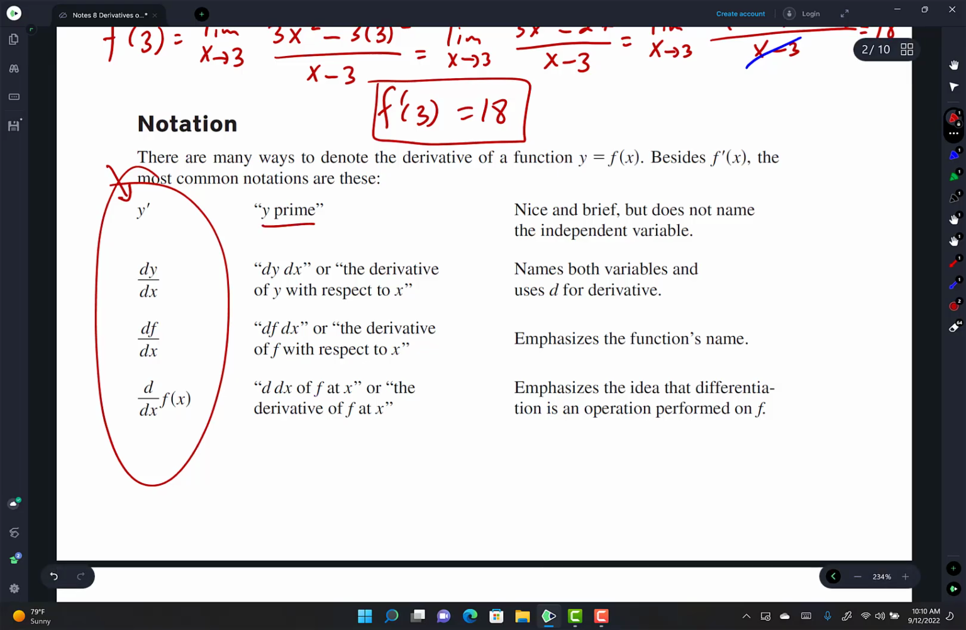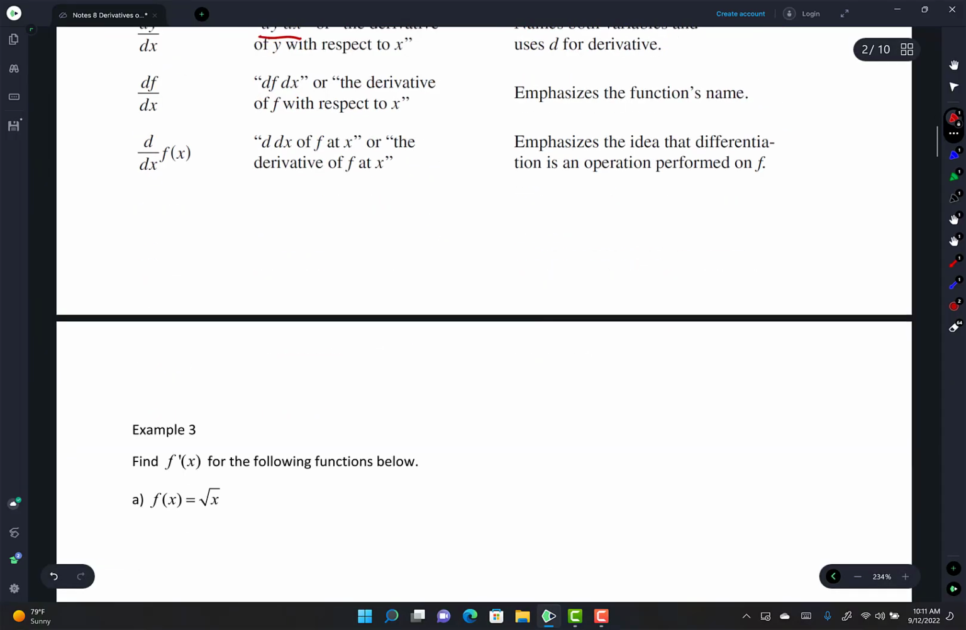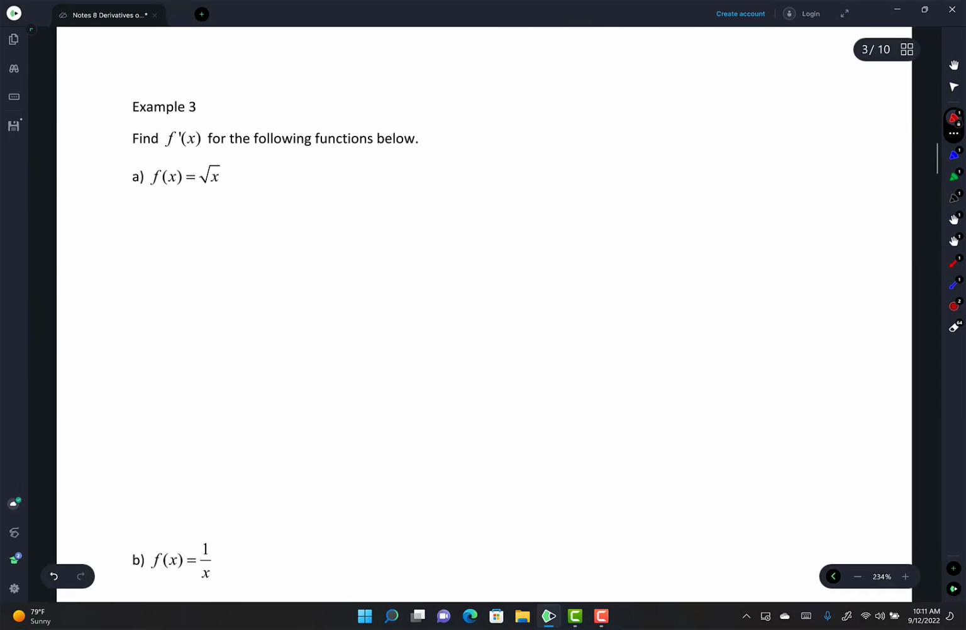So most common is this, and they give you a little explanation of how you say it. How do you say it? Y prime, dy dx, or the derivative of y with respect to x, df dx, or the derivative of f with respect to x, d dx of f at x, or the derivative of f at x. Cool, right? Before you know it, you're going to be using this like no one's business. Super simple stuff. All right. We're done. Now we just got to practice.